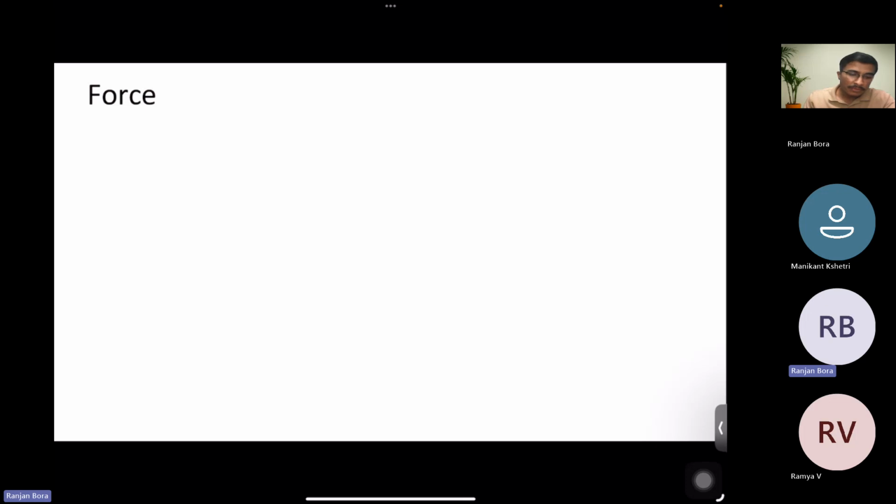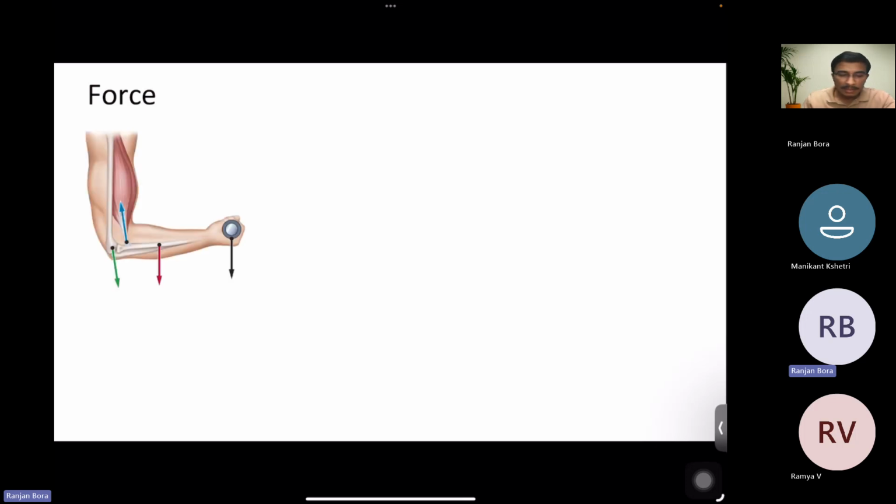So coming to the first concept, force. What is a force? During our different daily activities, various forces act upon our body. This is one of the examples. You can see a person is doing some exercise using his hand. While doing this exercise, what are these arrows representing? These arrows are nothing but the force. So he is holding some weight. This force is acting in the downward direction.